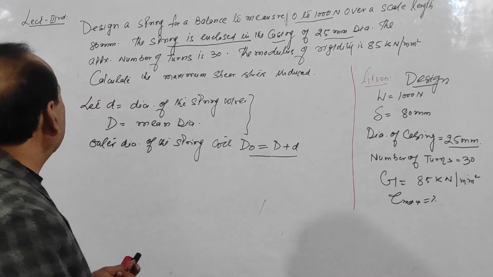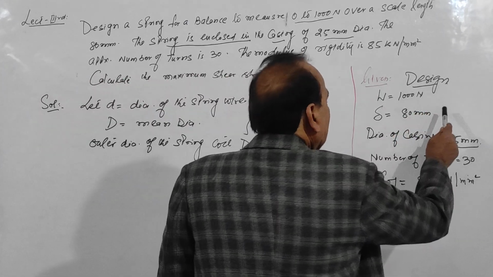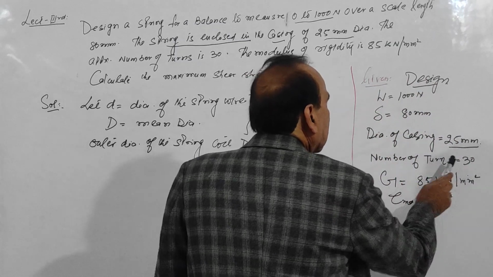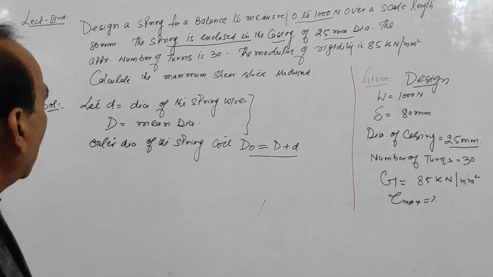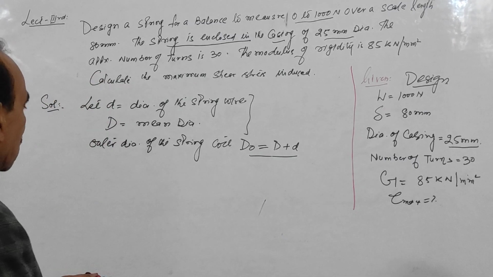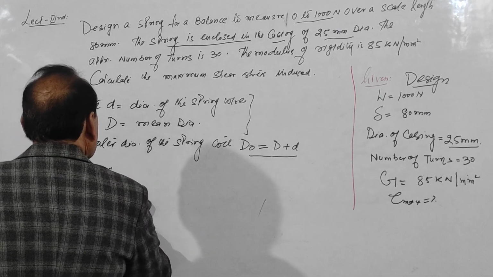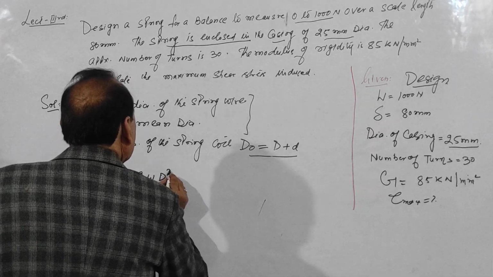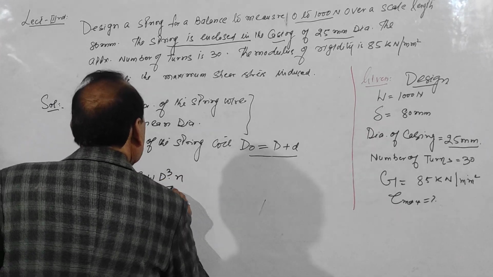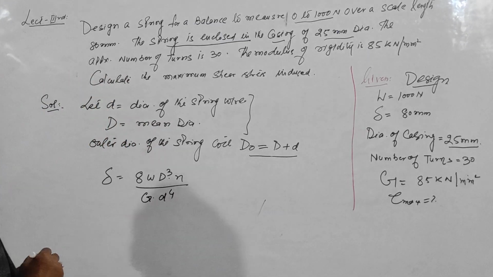Now just see here, हमें क्या दिया है, लोड दिया है, डिफ्लेक्शन दिया है and number of turns दिया है। So we will use here the formula of the deflection. तो deflection का क्या formula होता है, so आपको पता है deflection is equal to 8W D cube into n upon G into d by 4, right? ये आपका deflection होता है, right?